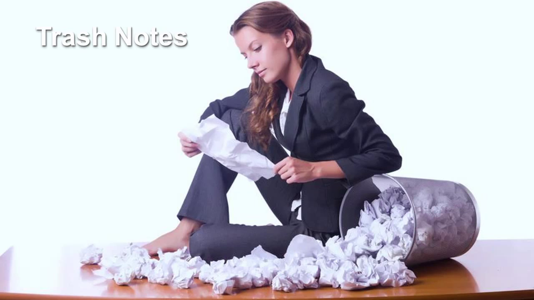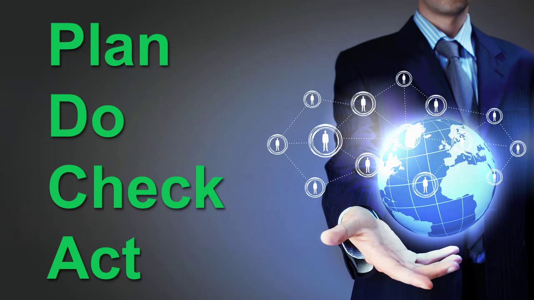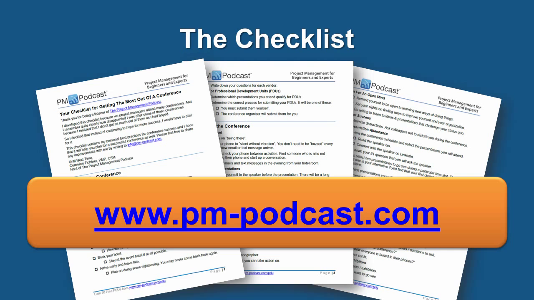But what I did see is that everything that I had taken action on, I had crossed it out. Everything else, I didn't really need it anymore. So go ahead, throw them away, get them out of your life. Instead, turn them into actions. And that's it. The plan, do, check, act cycle is complete. And of course, that also means we are done with reviewing the checklist. Your checklist for getting the most out of a project management conference.